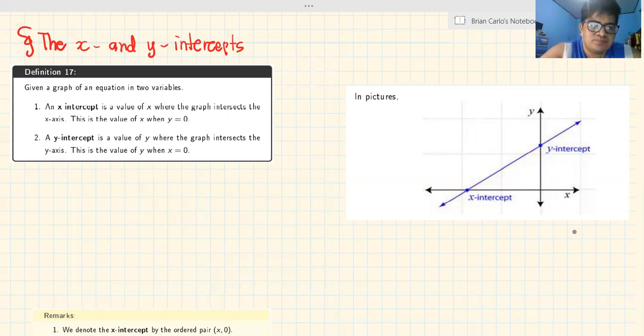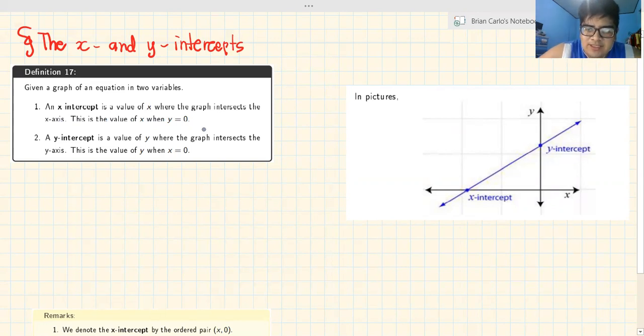Ano nga ba yun? Yan, definition. Given a graph of an equation in two variables, ibig sabihin, di ba, previously yun yung diniscuss natin, let's define an x-intercept is a value of x where the graph intersects the x-axis. Ano ibig sabihin nun? Kapag yung graph mo nag-touch sa x-axis, siya yung tinatawag na x-intercept. Yun ang gusto kong malinaw. This is the value of x when y is equal to 0.